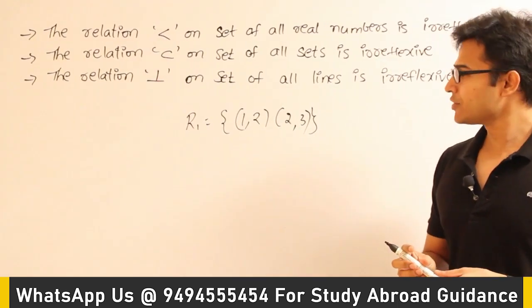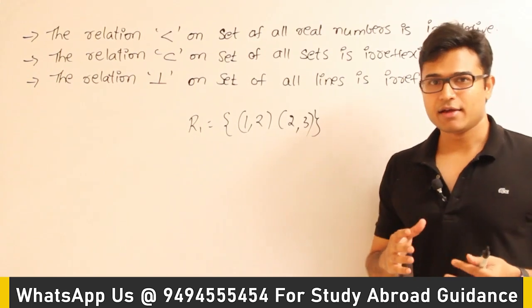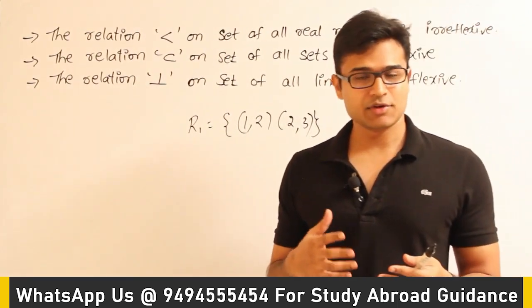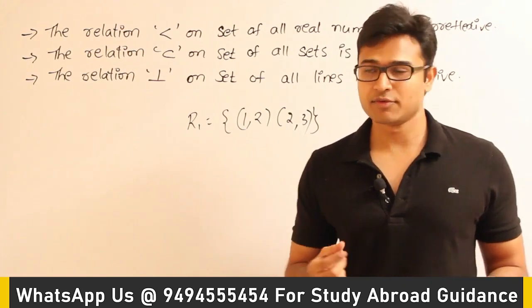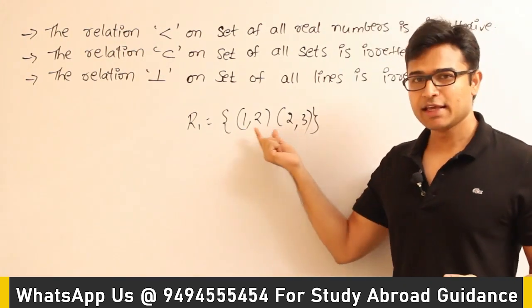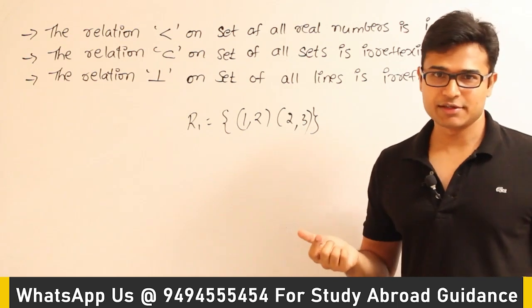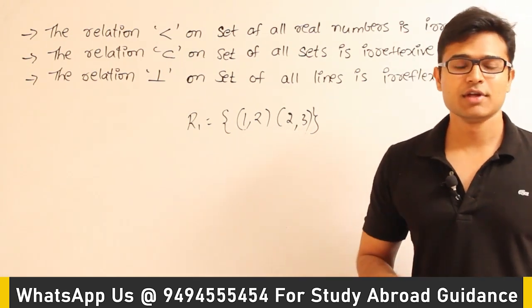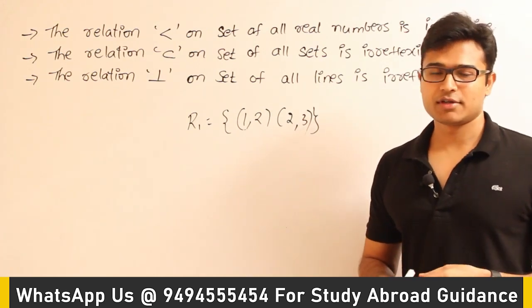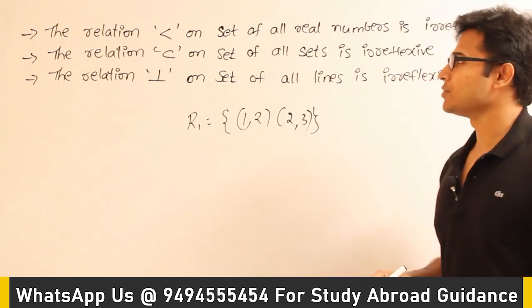Some other examples on irreflexive relations: they will define a relation and you are supposed to say whether that relation is irreflexive or not without enumerating, which means they are not going to write the elements out. If they give you the elements, you will be able to answer it. Without writing like this, they will define it in terms of words, and you are supposed to say whether it is irreflexive or not. So how to say this? Let's see some examples on this.